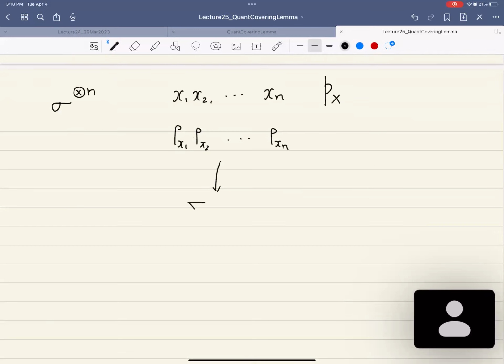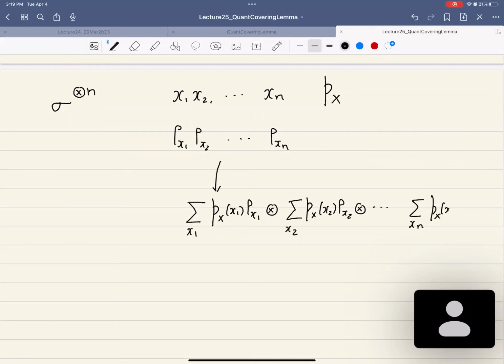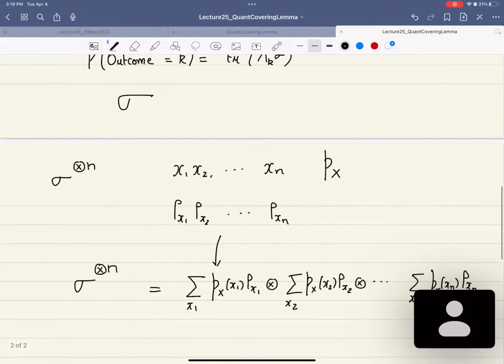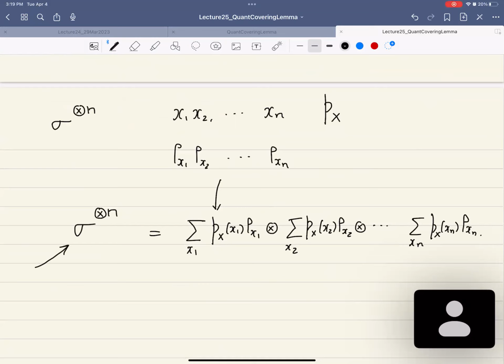And what Bob will see essentially is this distribution, Px of x1, rho x1, tensor. So this is his first quantum state, Px of x2, rho x2, tensor, and so on. This is x1, this is x2, all the way until I have xn, Px of xn, rho xn. And this will be essentially sigma tensor n. So if I do this, whatever outcome Bob will see on measuring lambda k is going to be similar to sigma tensor n, though I have not prepared sigma tensor n. Okay, so this is a way I can simulate this quantum state sigma tensor n.